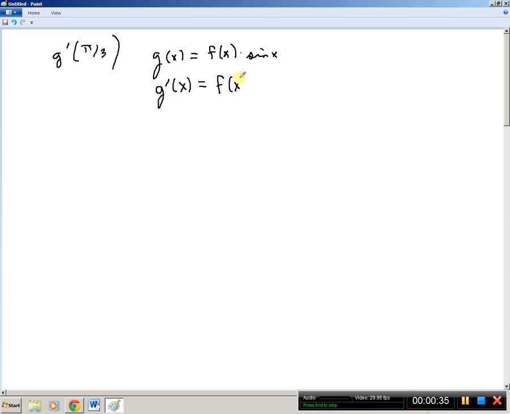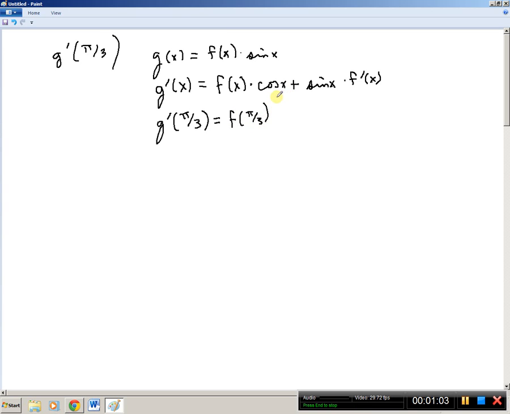So it's the first times the derivative of the second. Derivative of sine is easy enough. That's cosine. Plus the second, which is sine, times the derivative of the first, which is, well, f prime of x. I don't know. But now we can go ahead and plug in what x is, because we want the derivative of g at pi over 3. So the answer is going to be f of pi over 3 times the cosine of pi over 3.